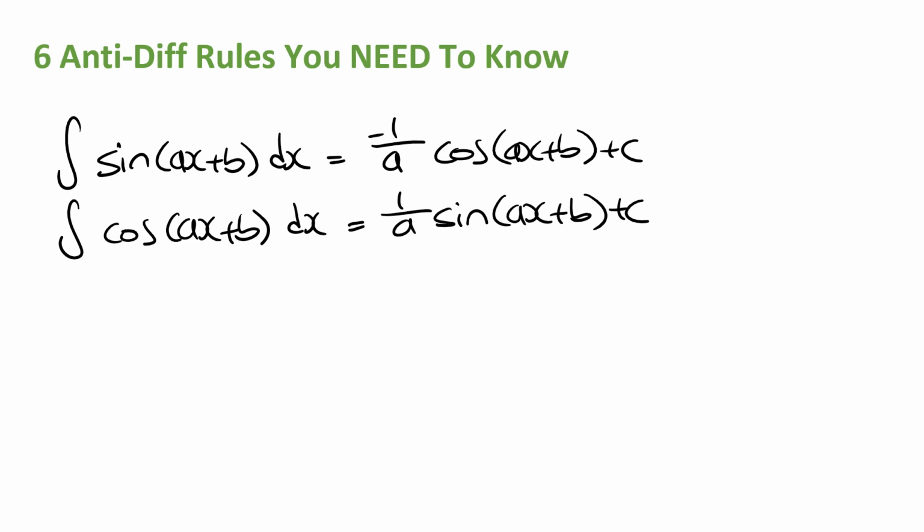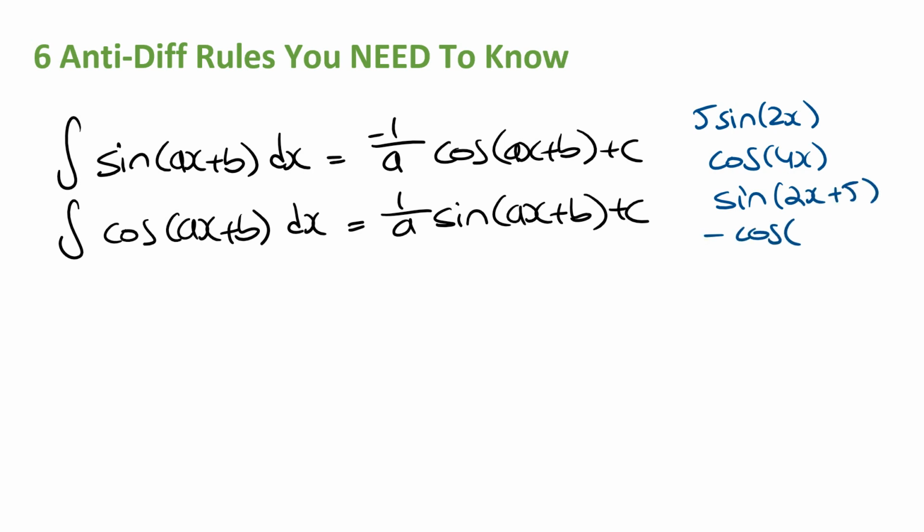And so examples of when you would apply this rule is when you have something like 5 times the sine of 2x, or the cos of 4x, or the sine of 2x plus 5, or minus the cos of 7 minus 3x.